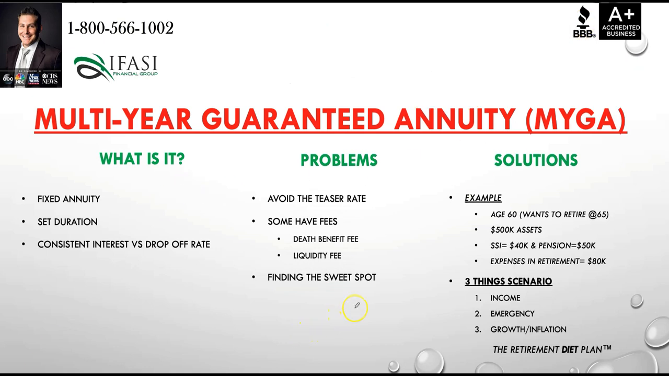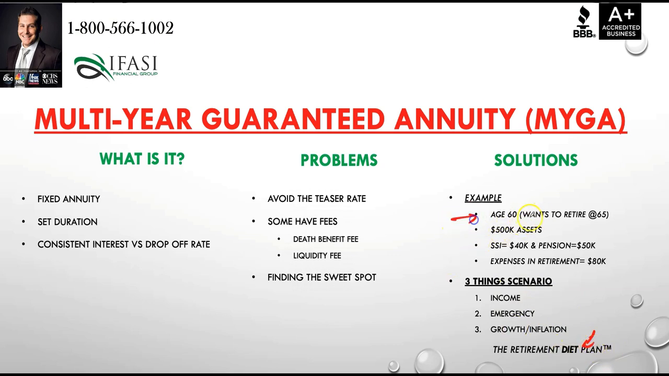So now I'm going to show you more of a 30,000 foot view to say, okay, if you're in a similar situation, obviously you could tweak it accordingly, but how can you set this up in an actual type of financial plan? And one of the things that we constantly harp on is called the 3 things scenario. There's 3 things that every individual needs to figure out before they're retired, or if they're currently retired, how to stay retired forever. So where does this MYGA, the multi-year guaranteed annuity, fit within the 3 things scenario, and then also what we trademark as the retirement diet plan?